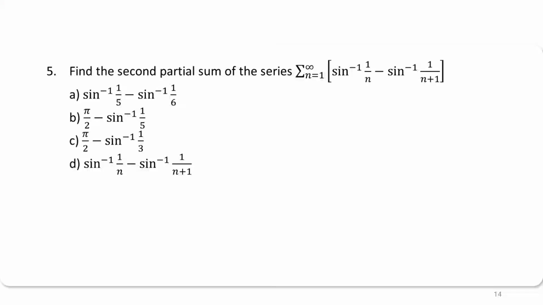Now you will see the answer. Sine inverse of 1 by 2 minus 1 by n is not the answer. Verify option C: pi by 2 minus sine inverse of 1 by 3 is the correct answer.